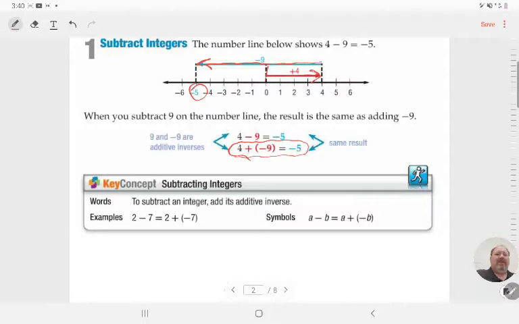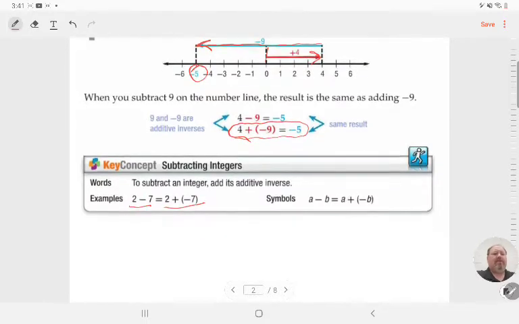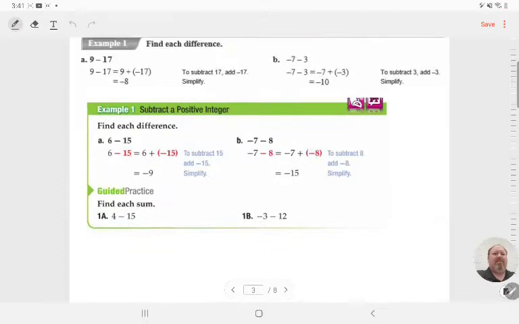Okay, so basically that's like saying 2 minus 7 is the same thing as 2 plus a negative 7. Then you can simply add them or subtract them and take the sign of the larger. Okay? So let's look at some examples of that.